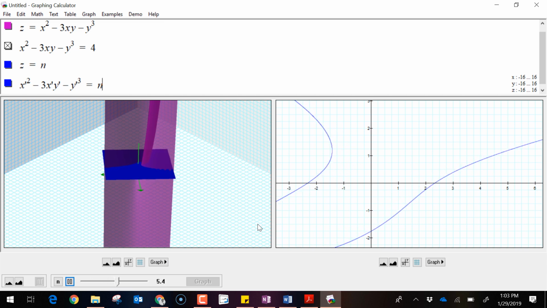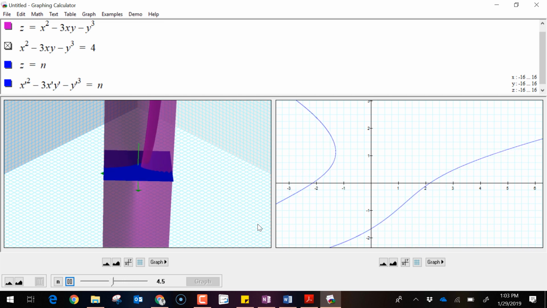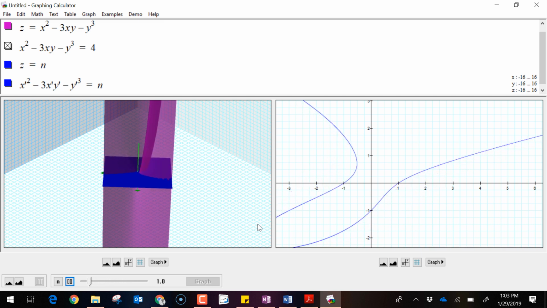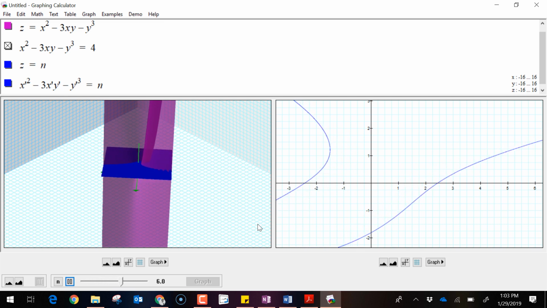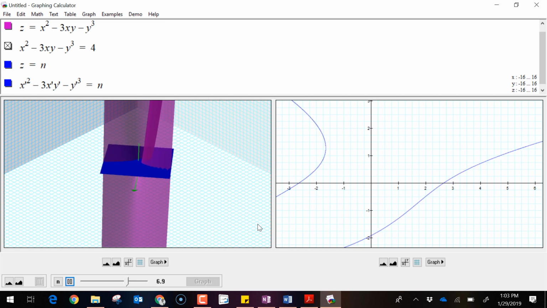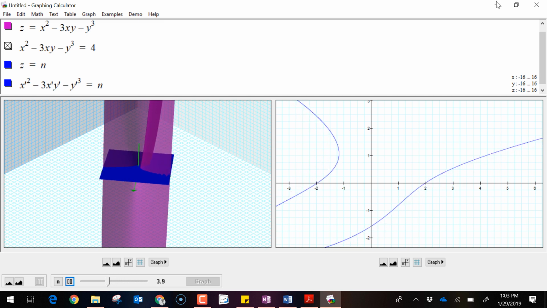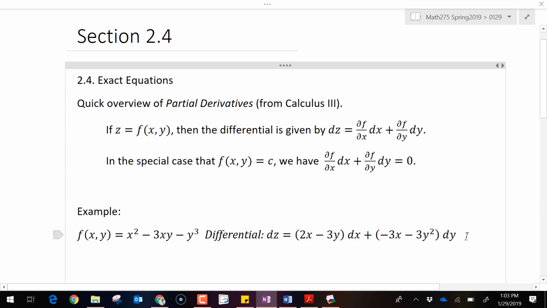I really want to show you this because it's kind of cool. So you can make your cuts. As your cuts change, then your 2-dimensional contour curve is going to change. Pretty interesting, huh? Anyways, I can't wait to teach Calc 3 again. So back to our task at hand.